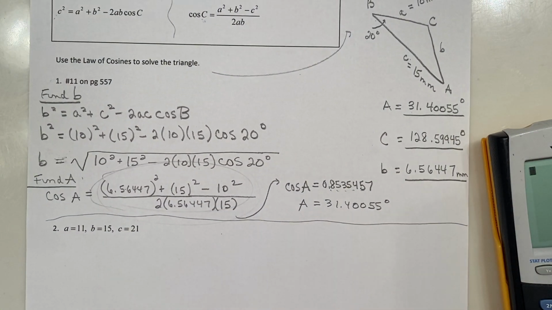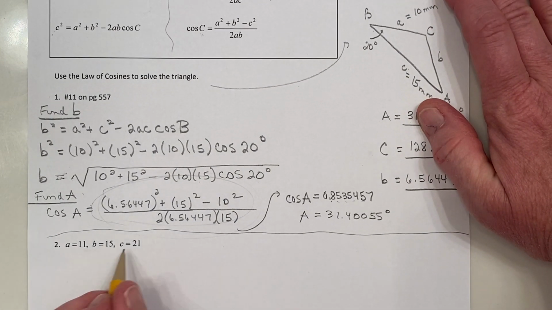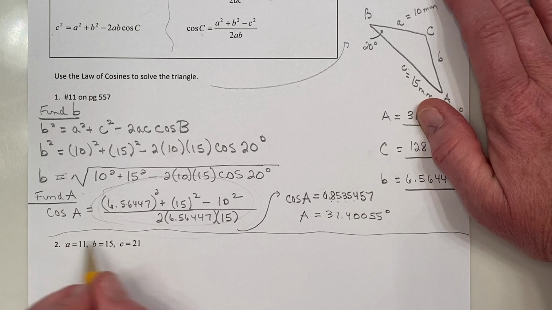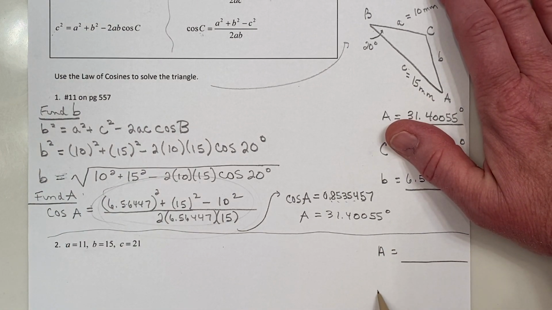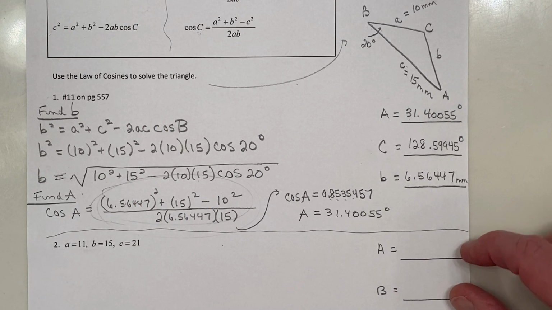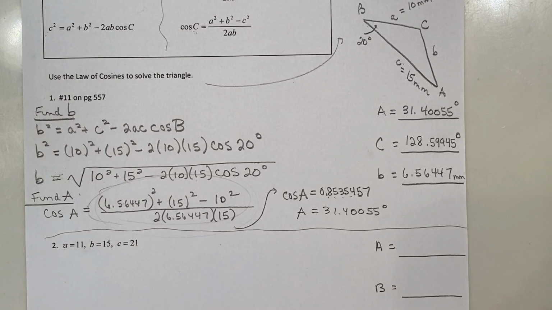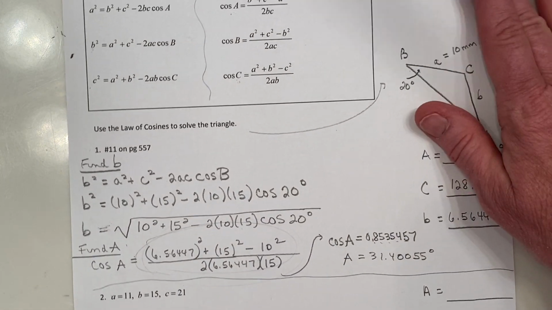Woo! Okay, let's look at number 2. Notice that the given gives us 3 sides. So we've got to find 3 missing angles. Let's find 2 angles, and once we get 2 of them, we can add together and subtract from 180 to get the missing one. So I'm going to have to use 2 alternate forms here to find 2 missing angles. I'll just start with finding angle A.